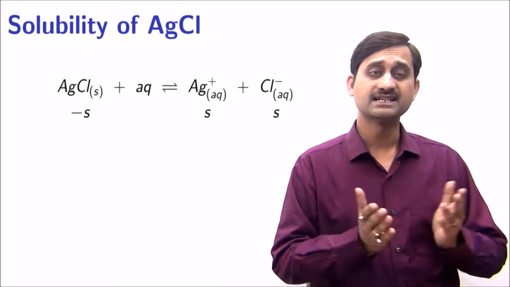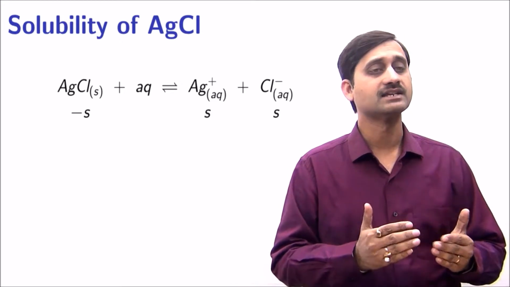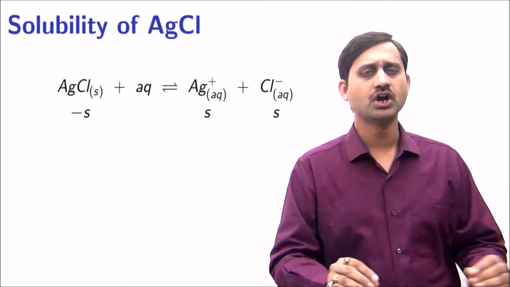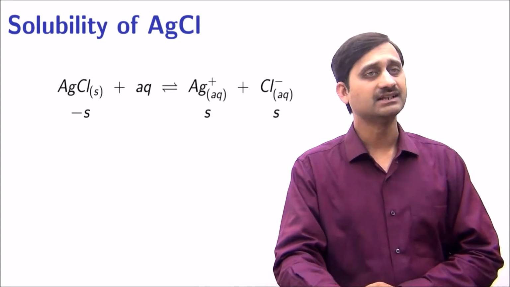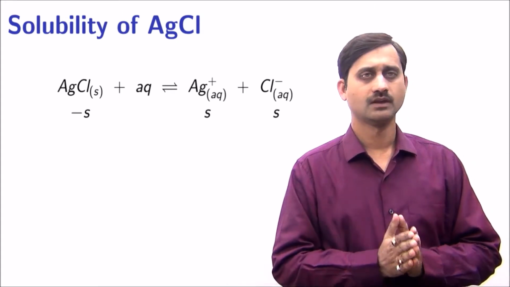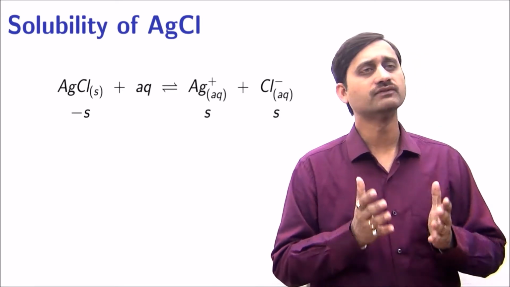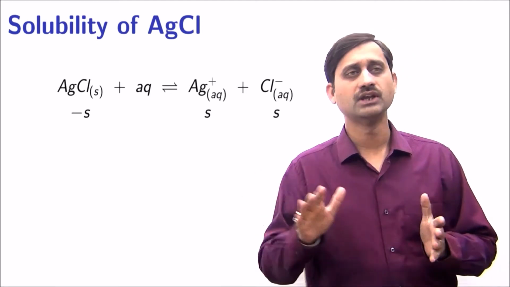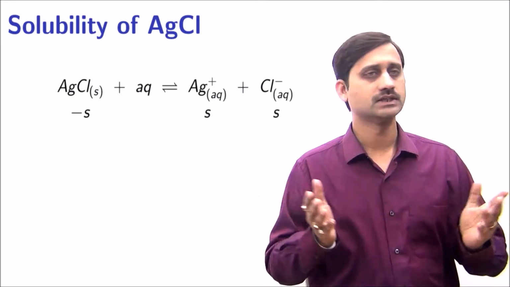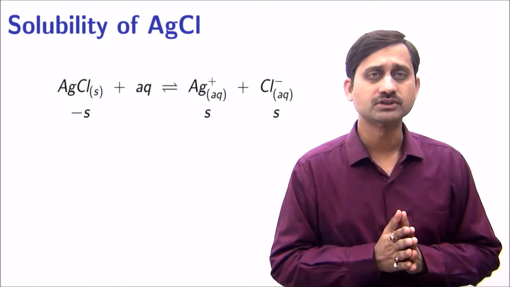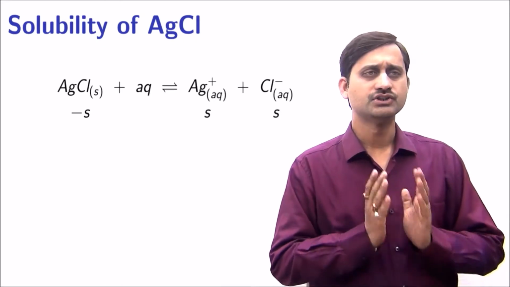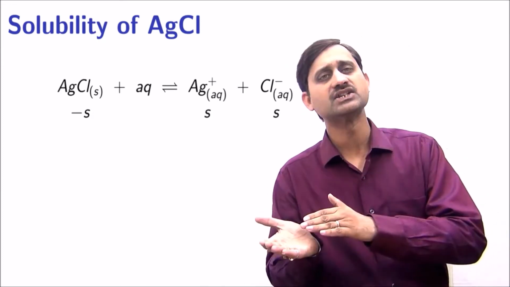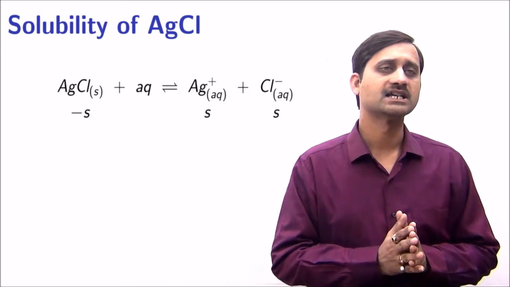AgCl is a solid. Its density itself is its concentration. Dissolving a small amount of it does not change its density or concentration. Further, the concentration of the solid, that is, its density, remains a constant throughout the reaction. Hence, it is not included in the equilibrium expression. Here, just to state the fact that S amount of AgCl has been dissolved, minus S has been used.